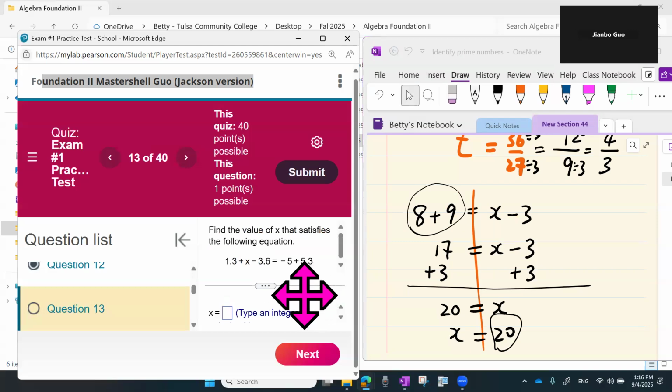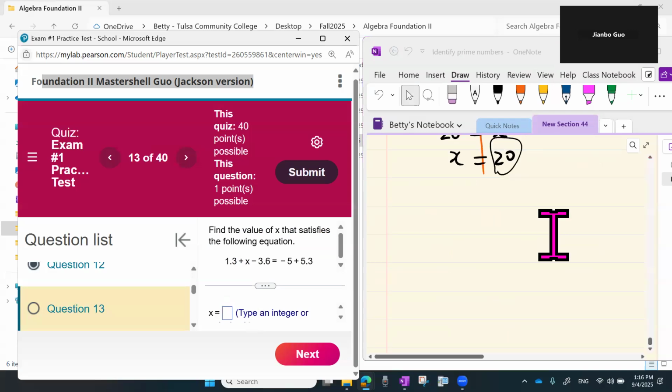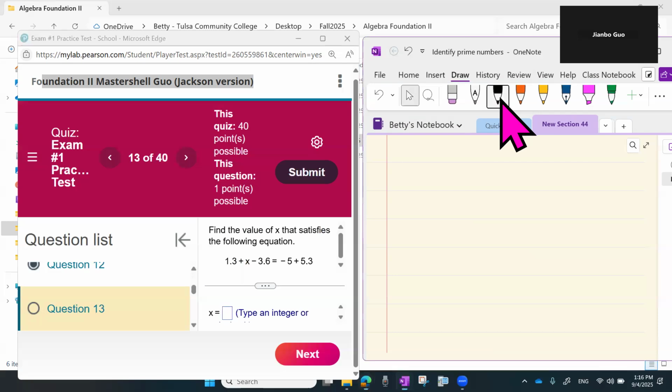Find the value of x that satisfies the following equation. Okay, so this equation has decimals. I recommend you use a calculator. 1.3 plus x minus 3.6 equals negative 5 plus 5.3. Okay, 3 terms on the left, 2 terms on the right.